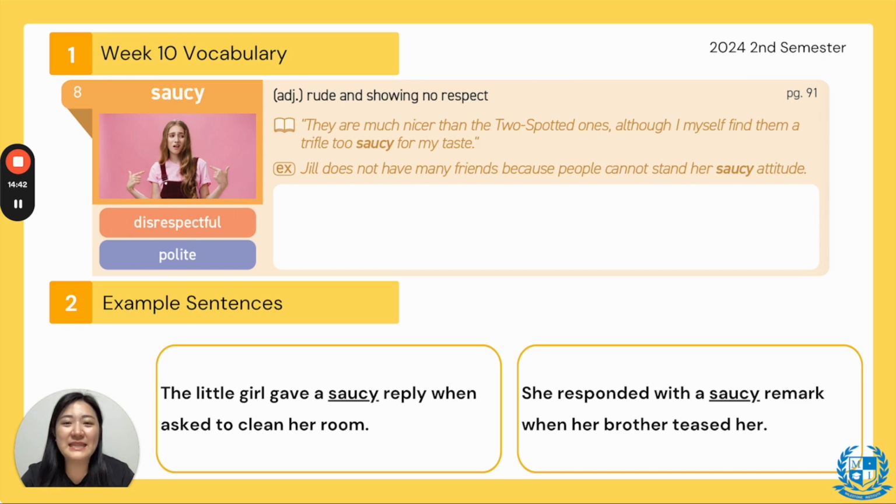In the book, it says, they are much nicer than the 2 spotted ones, although I myself find them a trifle too saucy for my taste. Meaning, even though they are nicer, they're still a bit rude sometimes. Example, let's read together. 1, 2, 3. Jill does not have many friends because people cannot stand her saucy attitude.